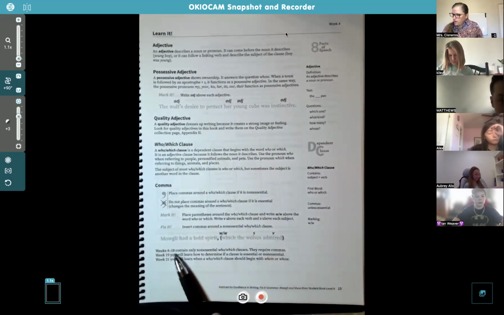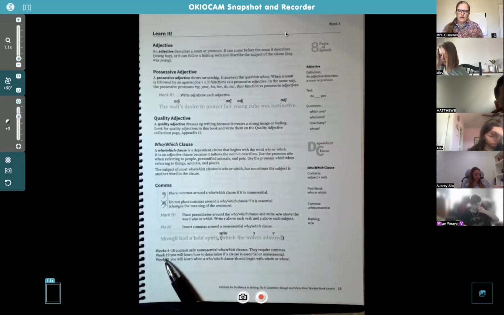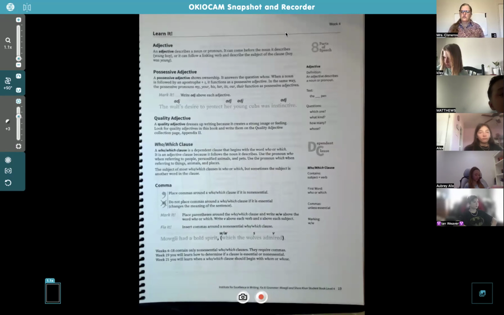There's a note down here, weeks 4 to 18 contain only non-essential who, which clauses. So we're in week 4. So you have lots of weeks left before you're going to see essential. They require commas. So you're going to basically know for a long time in this book, you're going to use commas. Week 19, which is probably like Christmas time or after, you will learn how to determine if a clause is essential or non-essential. So this is just kind of a heads up. Week 21, you will learn when a who, which clause should go with whom or whose. And those are also words you can use in a who, which clause.